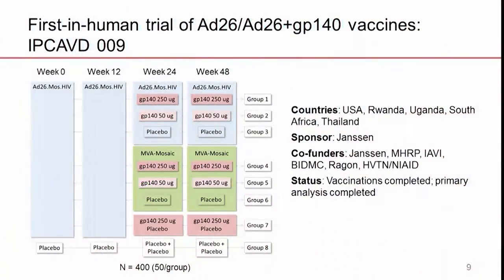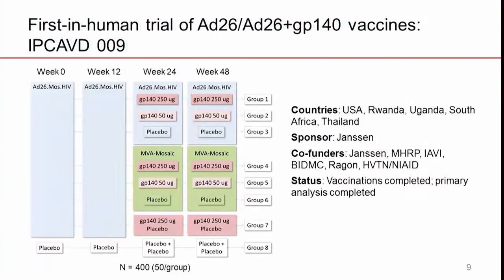This study is actually about 400 people. It's sponsored by Janssen, but it's actually funded by a number of different partners. And the status is that the vaccinations are actually complete. All of the people have received the primary vaccine series, and the primary analysis is also completed. So we are hoping in the next maybe 3 or 4 months that we can start sharing data from this as well.